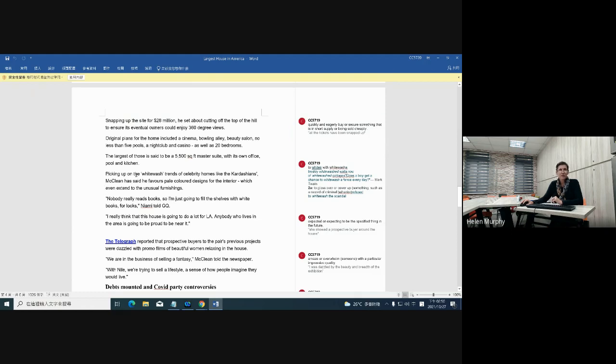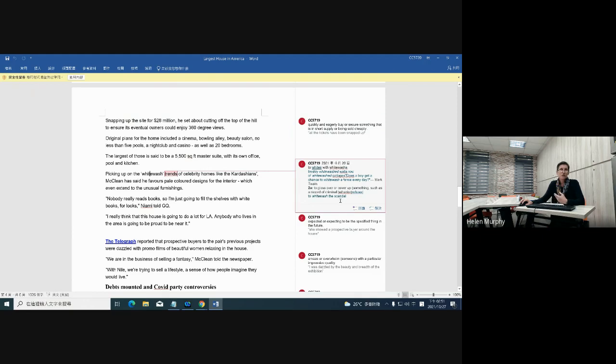Okay, next paragraph. Picking up on the whitewash trends of celebrity homes like the Kardashians, McLean has said he favors or prefers pale colored designs for the interior. Okay, so when we talk about trends, we talk about things that are popular, okay, and when one person starts to do something and it becomes a trend, other people pick up on that trend or also try out that trend. And the trend that they're talking about here is the whitewash trend.